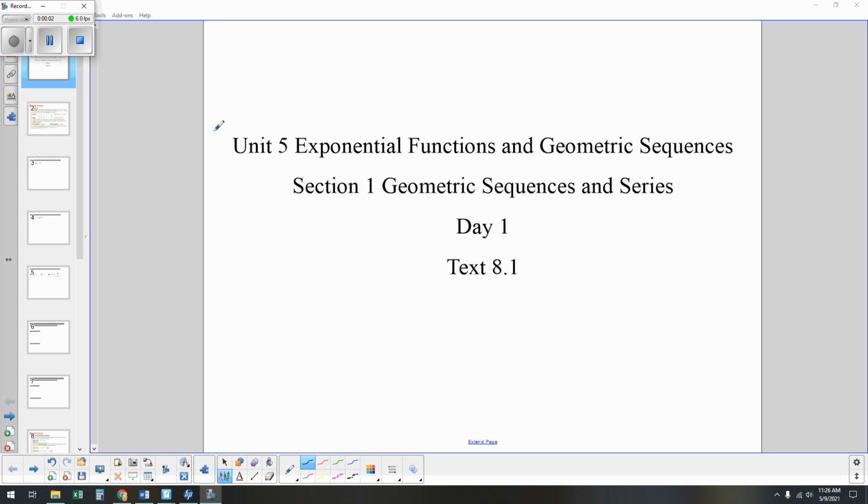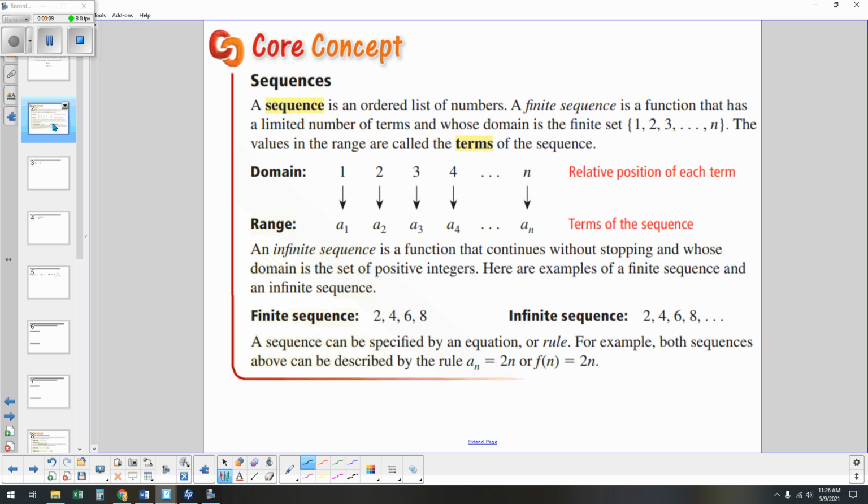This is Unit 5, Section 1. We're starting with geometric sequences and series. So first off, a sequence is any ordered list of numbers.